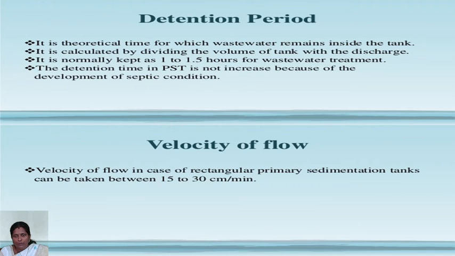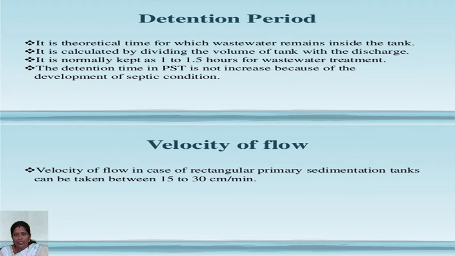So detention period is the theoretical time for which wastewater remains inside the tank. It is calculated by dividing volume of tank by the discharge. It is normally kept as 1 to 1.5 hours for wastewater treatment. The detention time in a primary settling tank is not increased because of the development of septic condition.